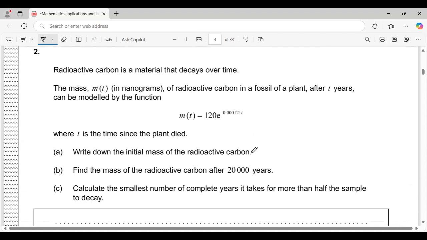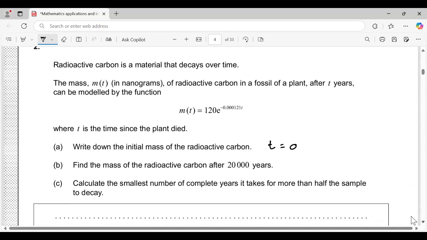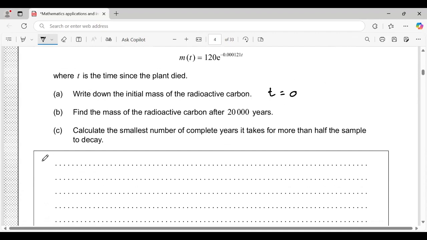Initial mass, we can calculate if t equals 0. So we need to calculate M0. M0 equals 120 e to the power 0, because minus 0.000121 times 0 equals 0, and the result is 120 nanograms.